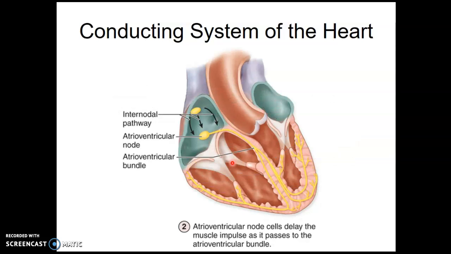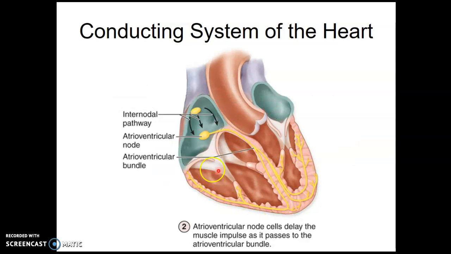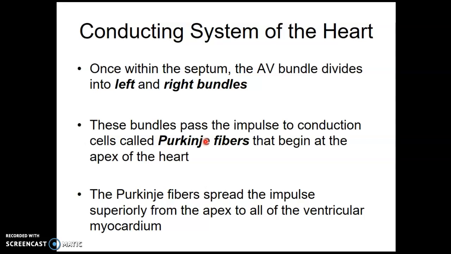So here's our step 2. Let's jump back here. So we already said this muscle impulse is generated and spreads through the atria. Here's our internodal pathway, basically the pathway through the atria. We see the atrioventricular node cells delay that muscle impulse as it passes through the AV bundle.